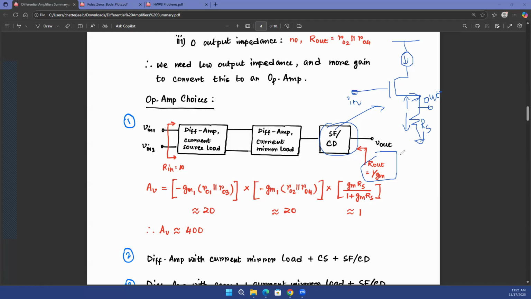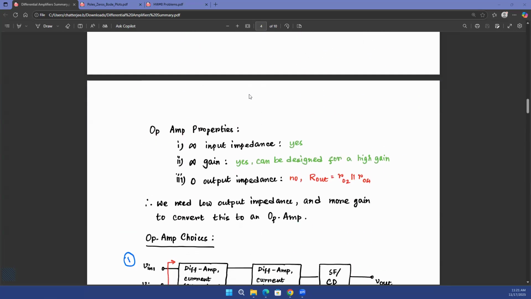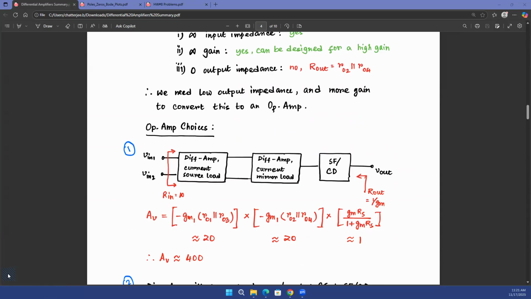Now you can say that I am going to have as large a gm as I can. Let's say I increase my gm as much as possible. So my Rout reduces as much as possible. And in that case, you can have an output impedance which is very close to zero. So that is possible to do. With the previous structure, it was not even possible to do. RO2 parallel with RO4, that was always going to be very large. Now that I have 1 upon gm, it's possible to make gm very large. And in that case, my Rout is going to be a small number.